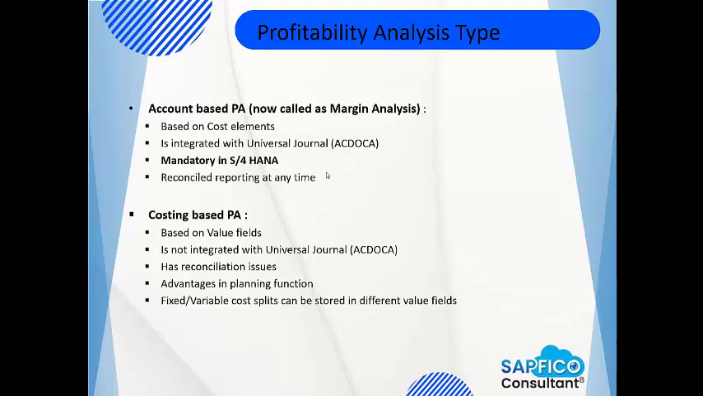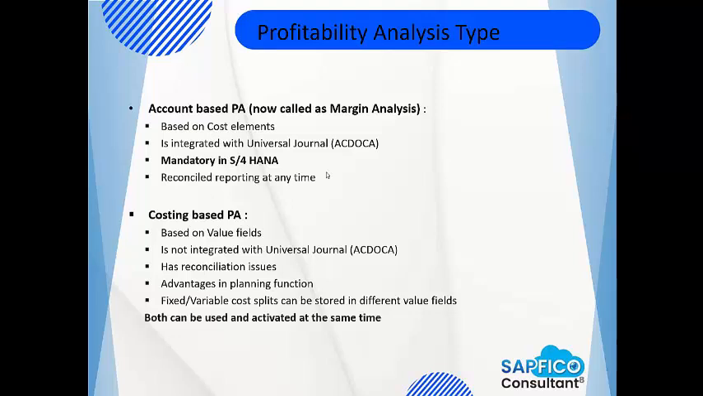We don't go for costing-based PA because costing-based PA has its own issues. It has value fields and a lot of configuration involved. It is not integrated with the universal journal. It has reconciliation issues; we had to create reconciliation reports to reconcile with the finance module. Although it was advantageous in the planning function, there are a lot of disadvantages using costing-based PA. Fixed and variable split cost was available in costing-based PA, but going forward, we always need to use account-based PA, and we are only covering account-based PA in our setup in the entire training material.